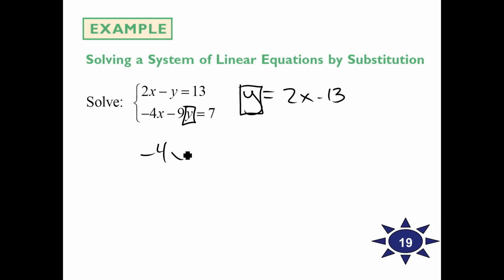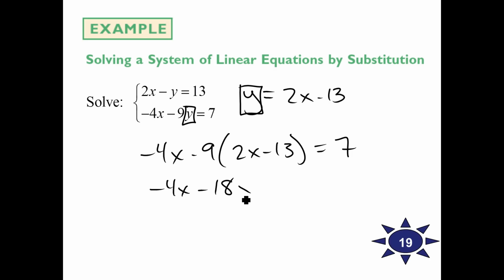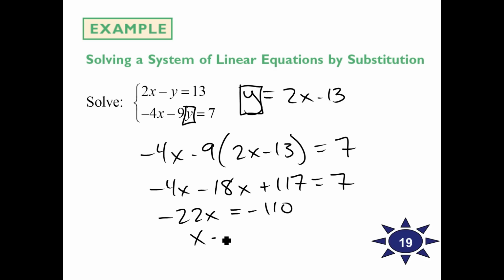So negative 4x minus 9 times 2x minus 13, substituting in, equals 7. Negative 4x minus 18x plus 117 equals 7. So negative 22x equals negative 110. X equals, you guessed it, 5. That's what we got from the graph.